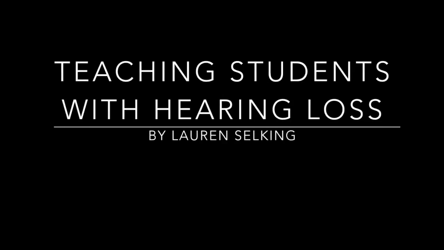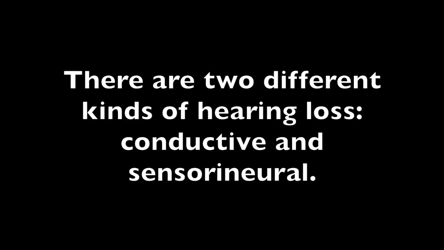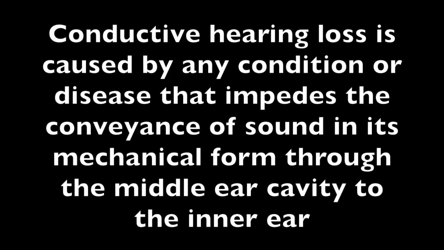Today, we're going to be talking about teaching students with hearing loss. There are two different kinds of hearing loss, conductive and sensory neural. Conductive hearing loss is caused by any condition or disease that impedes the conveyance of sound in its mechanical form through the middle ear cavity to the inner ear.